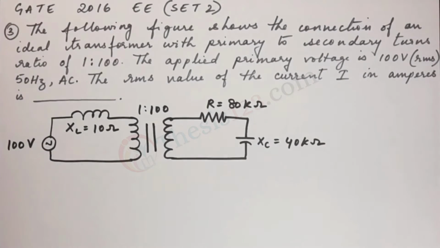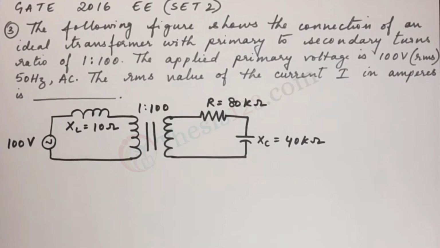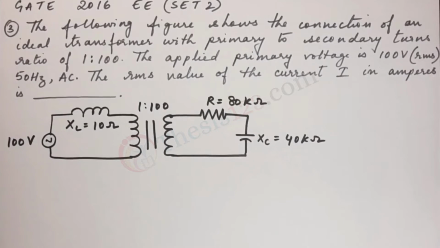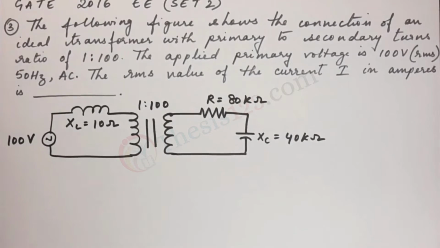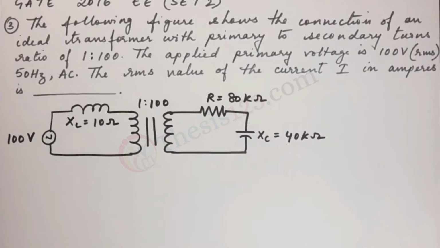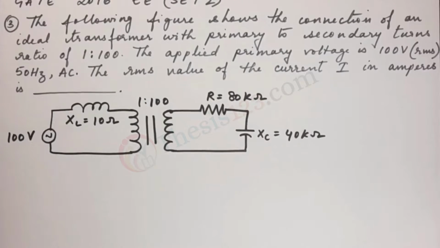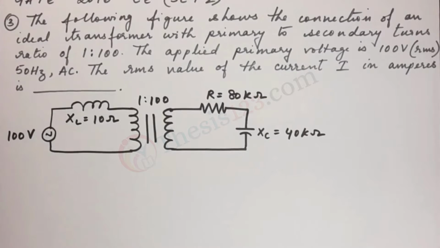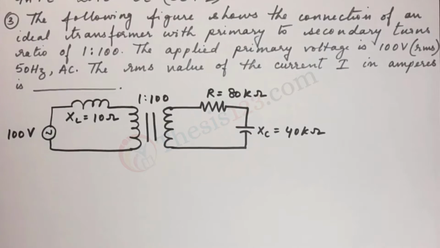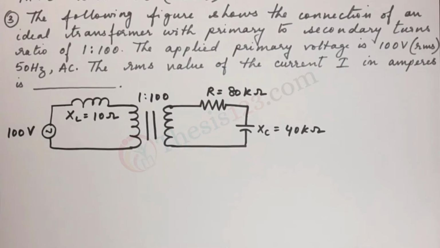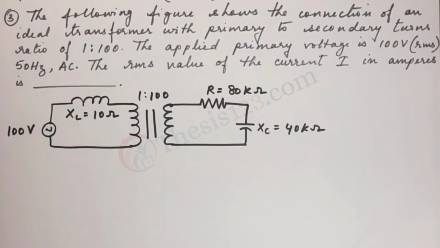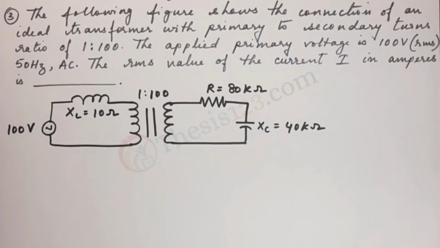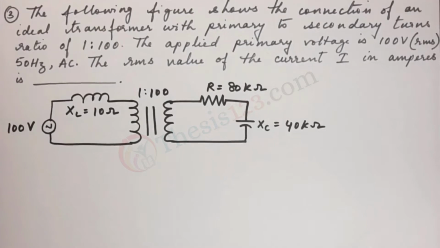Here's the next question, number 3. The following figure shows the connection of an ideal transformer with primary to secondary turns ratio of 1:100. The applied primary voltage is 100 volts RMS, 50 Hz AC. The RMS value of the current I in amperes is dash.